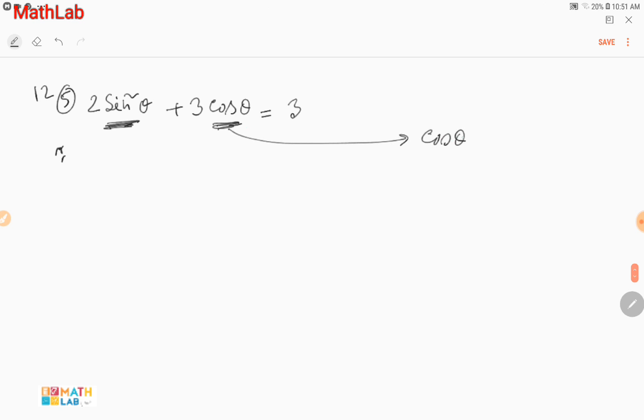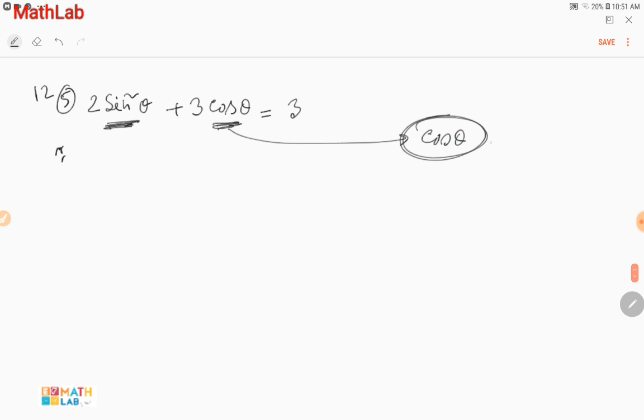Now last one, question number 5 of 12, that is 2 sine square theta plus 3 cos theta equals 3. This problem is similar to question number 2. Here are two types of variable, one is sine theta and another is cos theta. So we have to convert these two variables into the same format. Either both will be sine square theta or sine theta, or both will be cos theta. We do not convert this cos theta because there is no square.